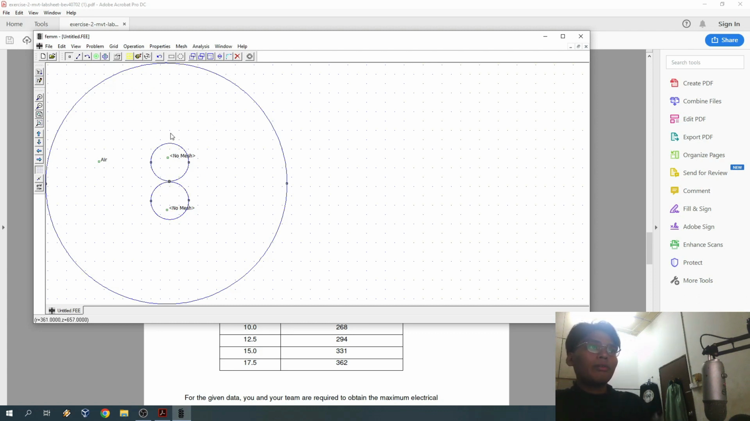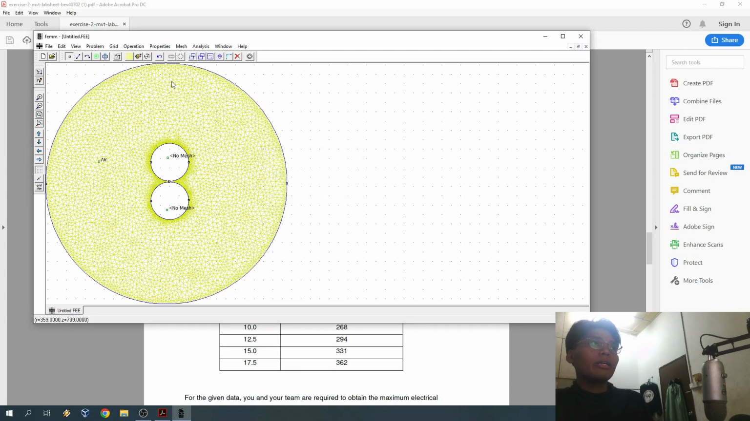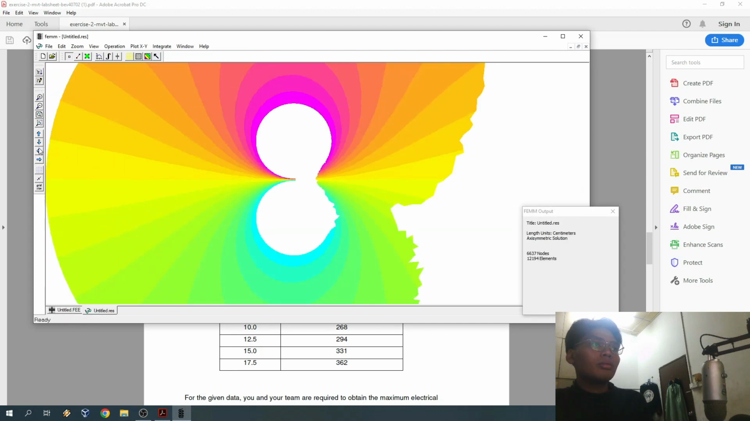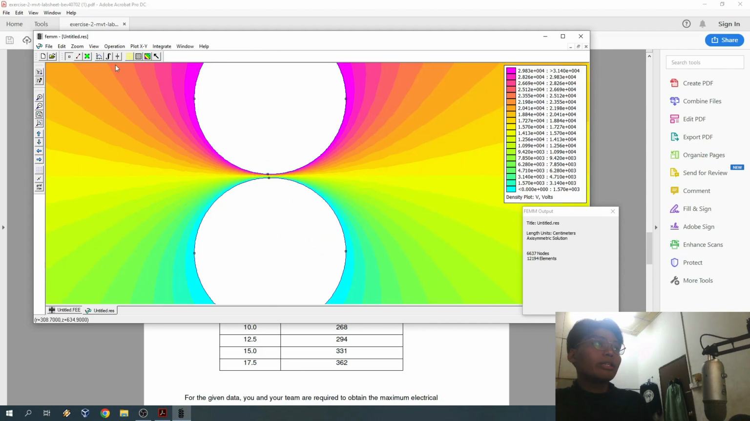So first here I have already done the blocks. So we have positive electrode and negative electrode. The first one I will show is for the gap distance of 1.5 cm. So we can do the mesh analysis, and then we can run to see the simulation. So here we have the simulation of gap with 1 centimeter.